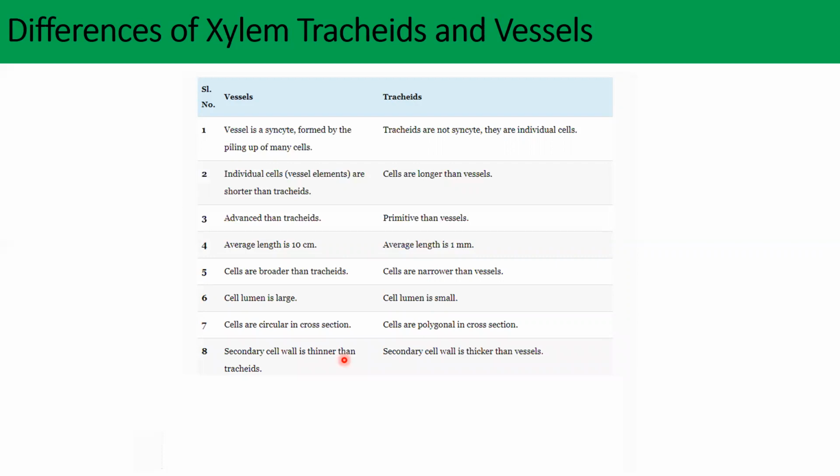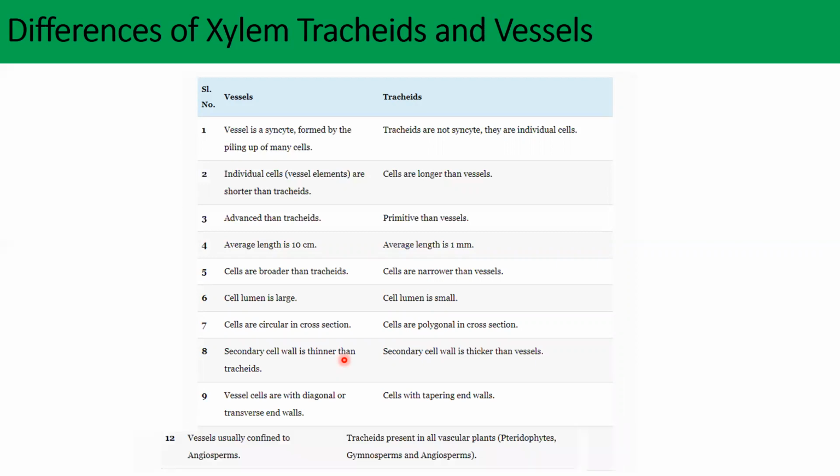The secondary cell wall is thinner in vessels as compared to tracheids, and vessel cells contain diagonal or transverse end walls. Also, vessel cells are usually present in angiosperms. On the other hand, tracheids are present in lower plants like pteridophytes, gymnosperms, and also in higher plants like angiosperms.